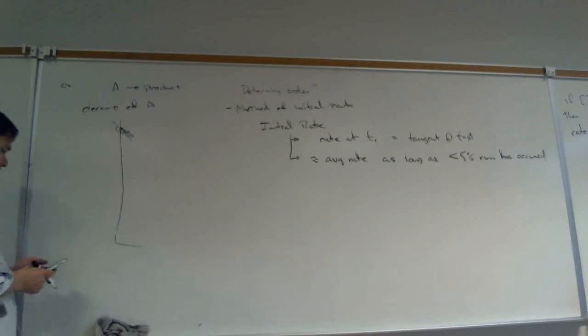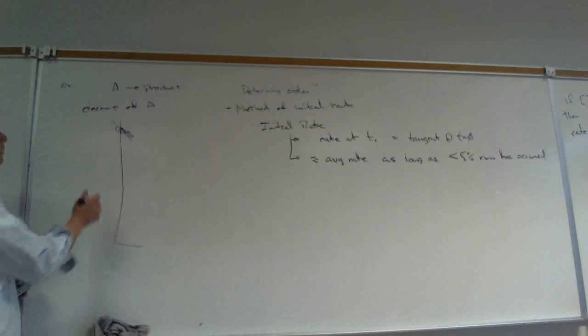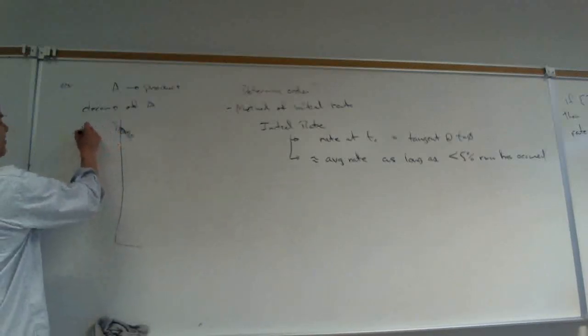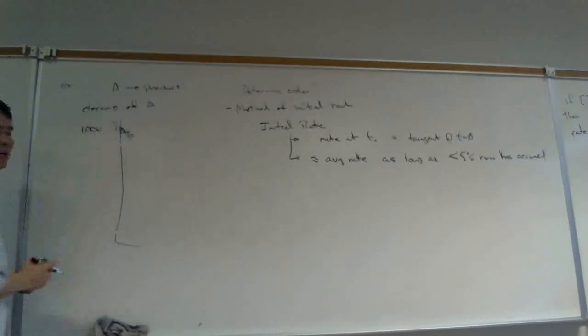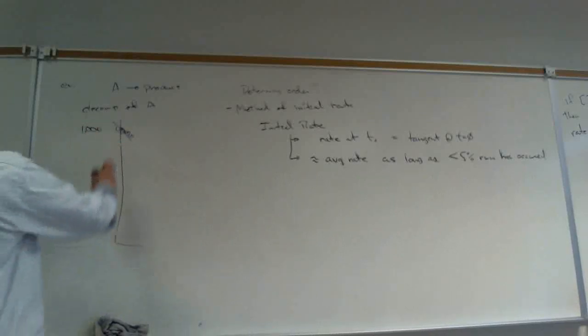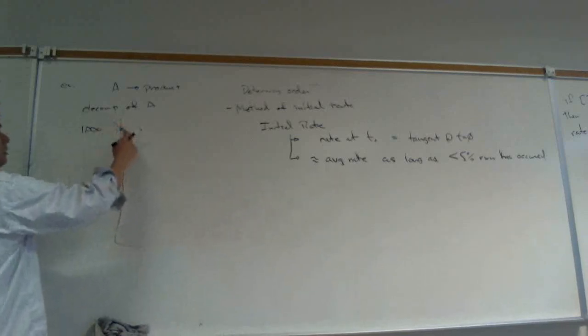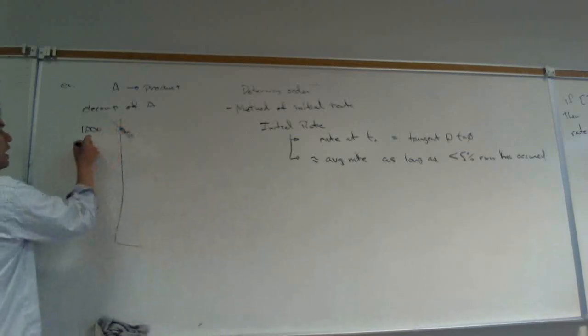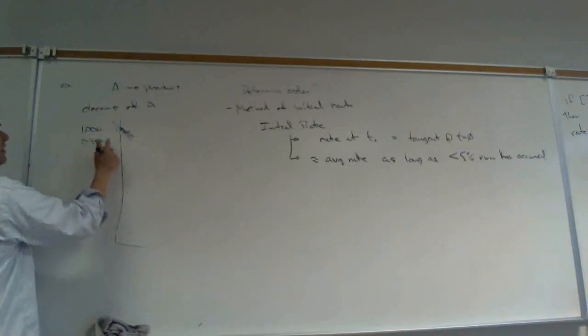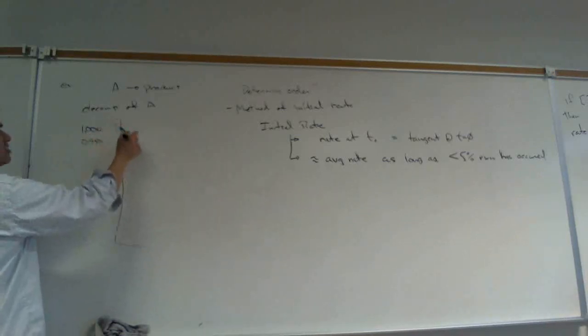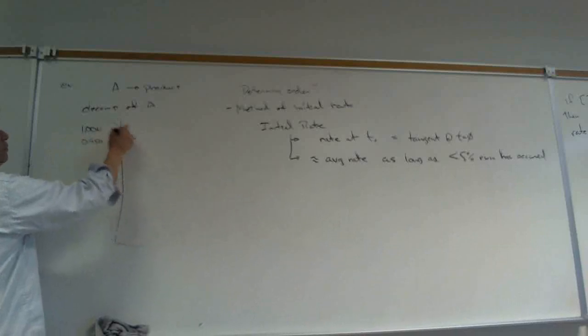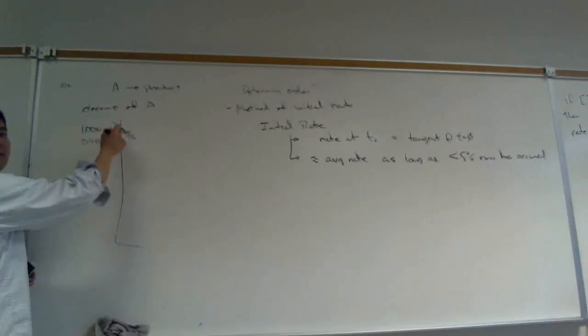And so what does that mean? That means that if I'm starting at 1.000, then I have two choices for determining the initial rate. What are my two choices? One, draw the tangent here. Or two, make sure that by the time I hit 0.950, I'll take the average slope of one of these here to get it. Does that make sense?